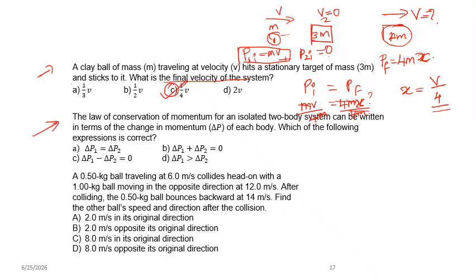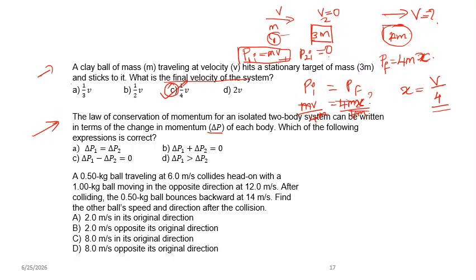Now let us look at the next question. The law of conservation of momentum for an isolated two-body system can be written in terms of change in momentum. Again, read: the law of conservation of momentum for an isolated two-body system can be written in terms of the change in momentum of a body. Which of the following expressions is correct?